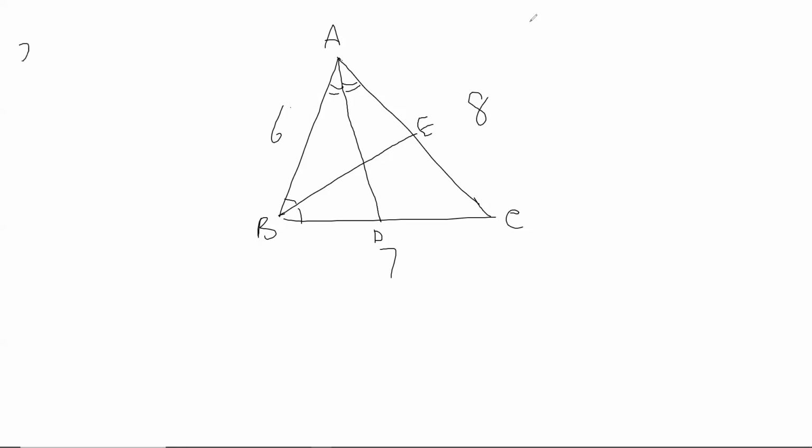AF over FD is equal to AB over BD, because BF is the angle bisector. Write everything down. You don't just talk without writing things down. So AF over FD equal to what?